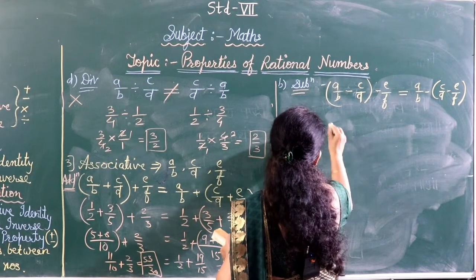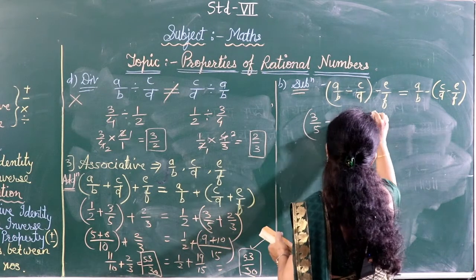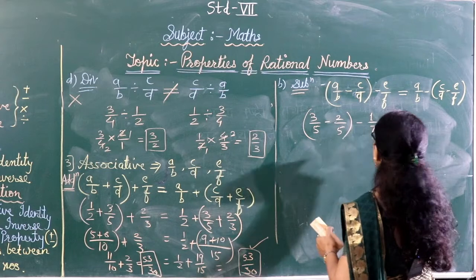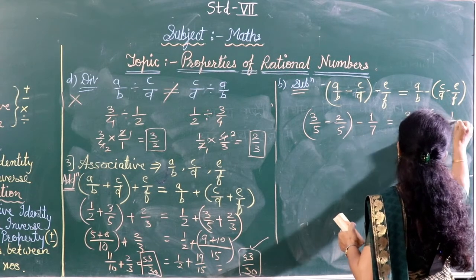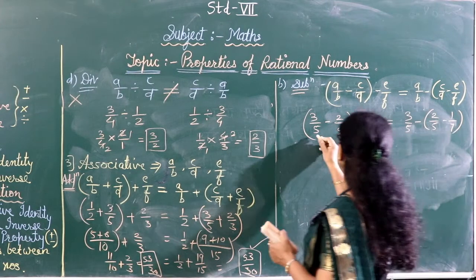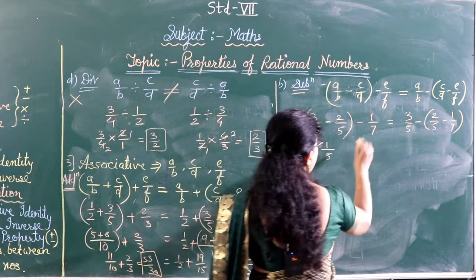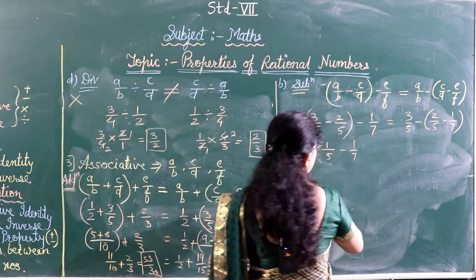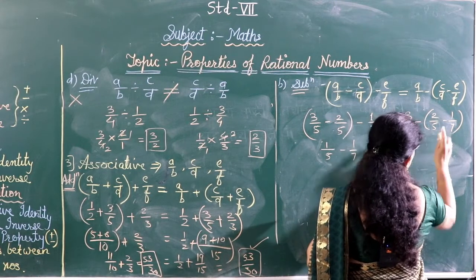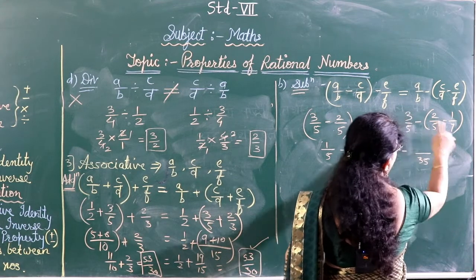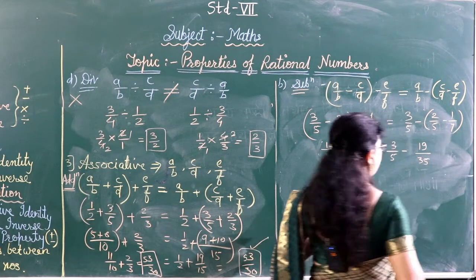Now put some numbers. 3 upon 5 minus 2 upon 5 in one bracket, minus 1 upon 7, is equal to 3 upon 5 outside, minus 2 upon 5 minus 1 upon 7. Let us solve. Denominator is same, so simply write 5 and 3 minus 2, 1 upon 5, minus 1 upon 7. Now these are different, so find LCM. 5 7s are 35, and cross multiplication: 7 2s are 14 plus 5 1s are 5. 14 plus 5, 19 upon 35.